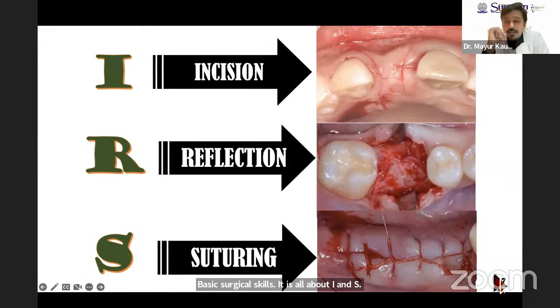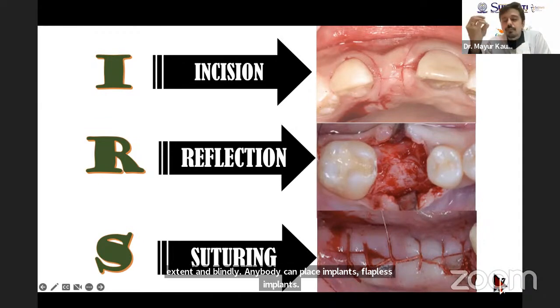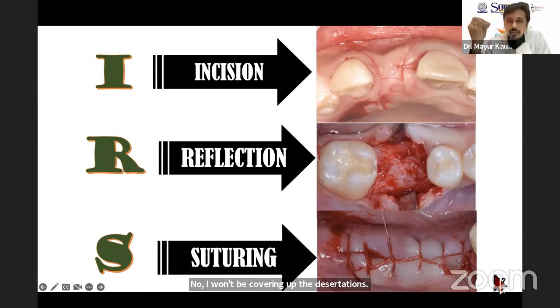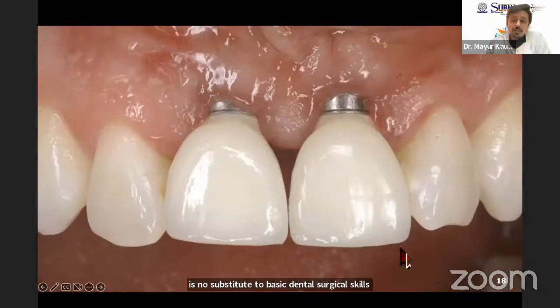So all of you please understand, it is an age of commercialization. All these companies have come in. They have told us they'll give us a stent, a CBCT guided stent, and blindly anybody can place implants. Flapless implants. No, I won't be covering the dissertations, the 14 researches on implants done under me. But all I can tell you straight away is, there is no substitute for basic dental surgical skills. This is the first thing you're supposed to understand. Otherwise, we'll end up getting cases like these.